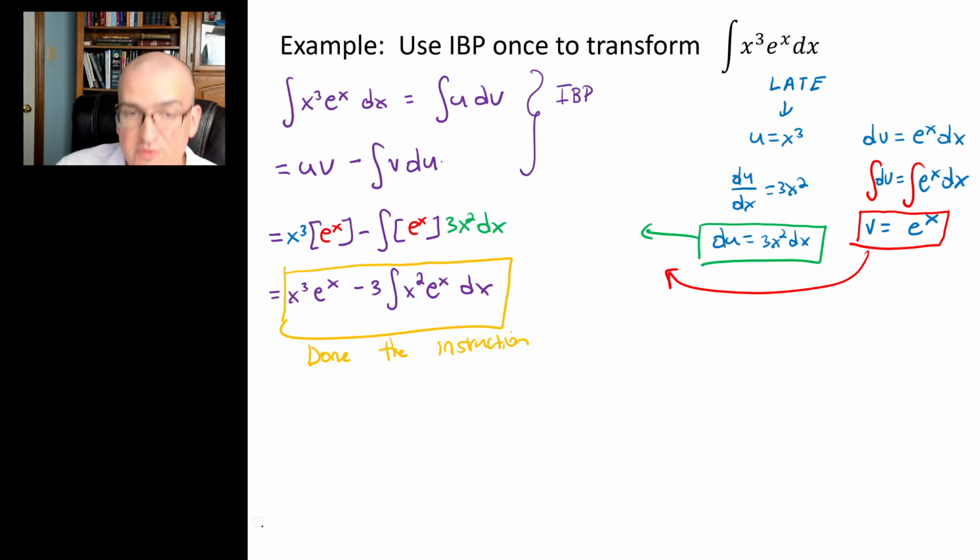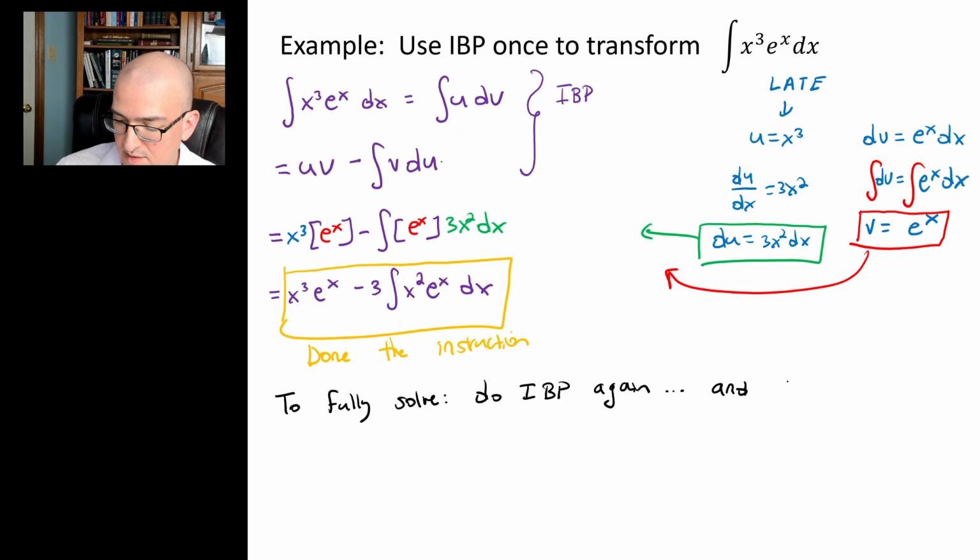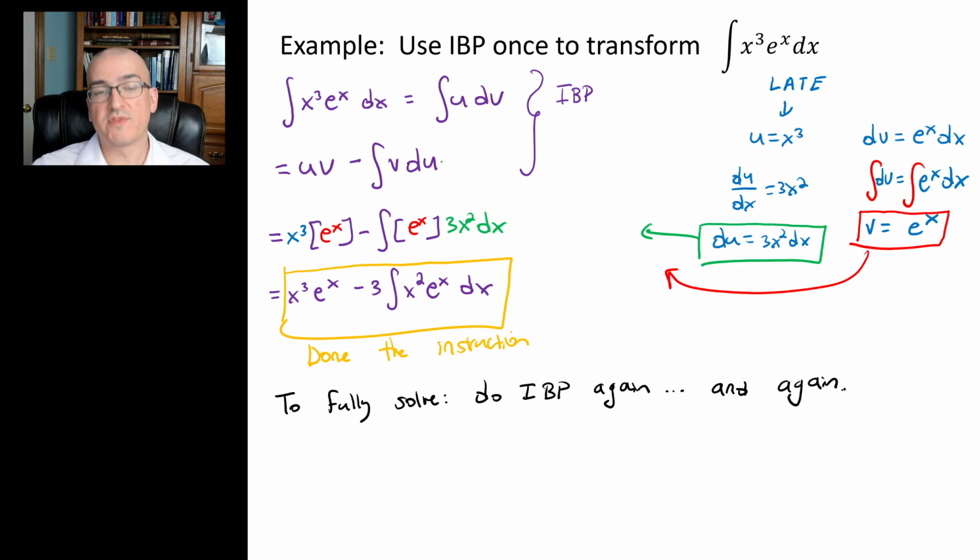If you want to continue this, if you want to fully solve, do integration by parts again, and again. You'll have to do it twice more. The next round of integration by parts, you let u equal x squared this time. Then du is going to be 2x dx.